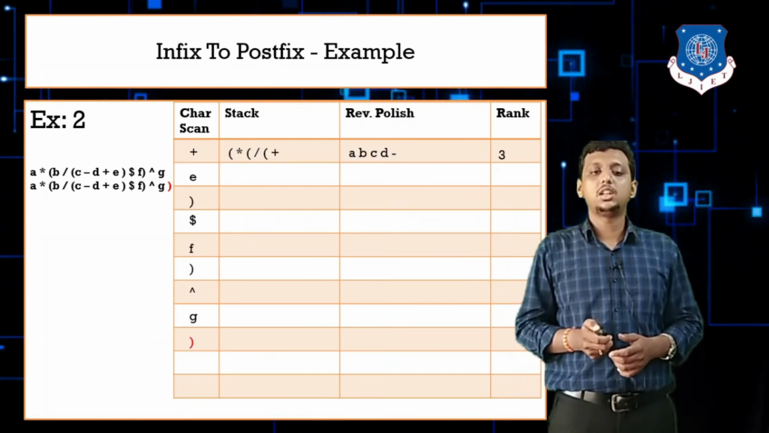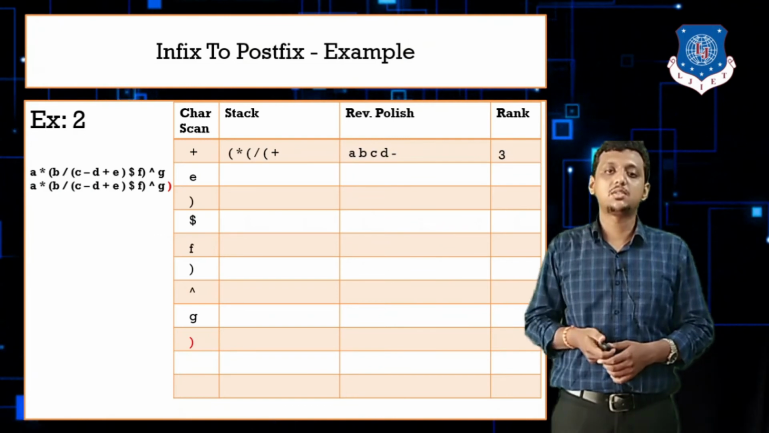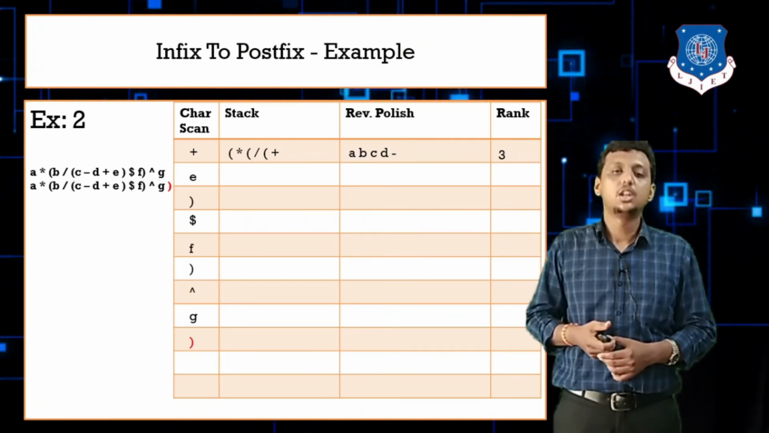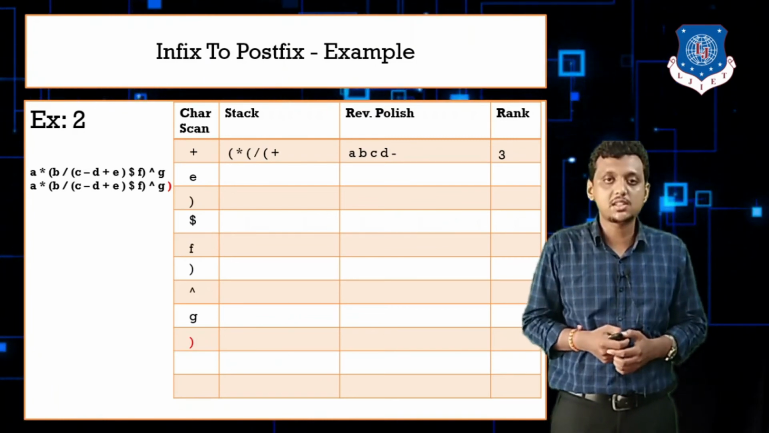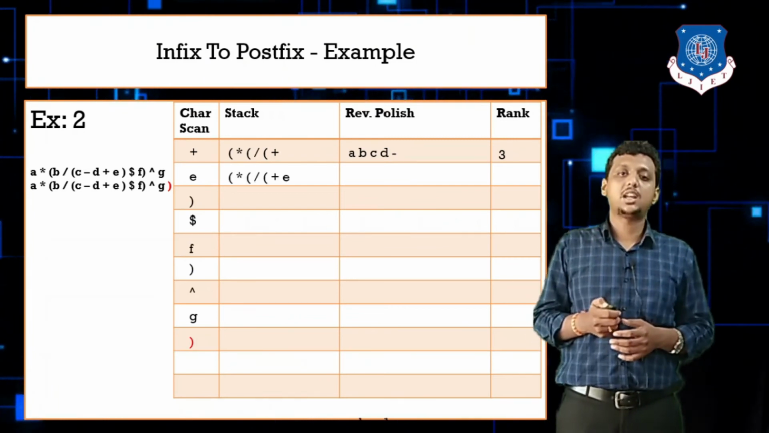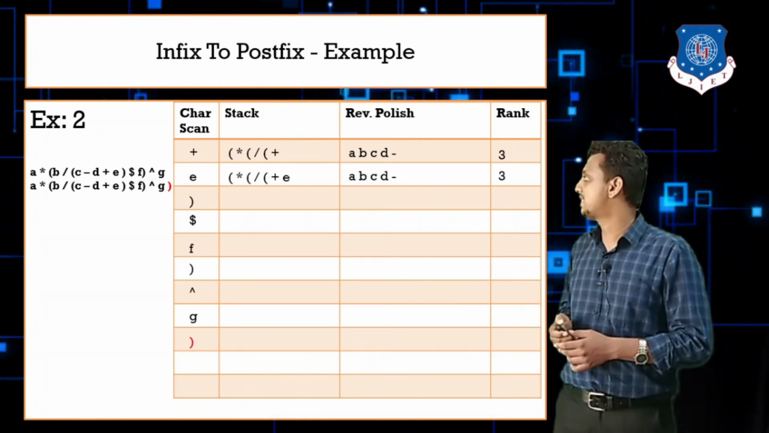So what happens over here? This is my rank 3. This is what I left in the last line. Now next what we have? We have E with us. Push E inside the stack. Now reverse polish rank remains as it is.